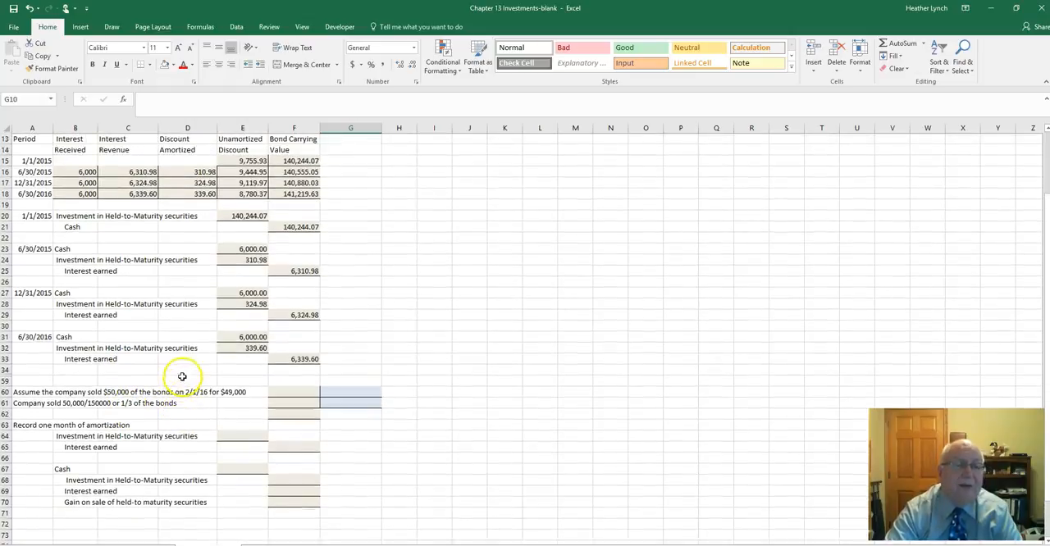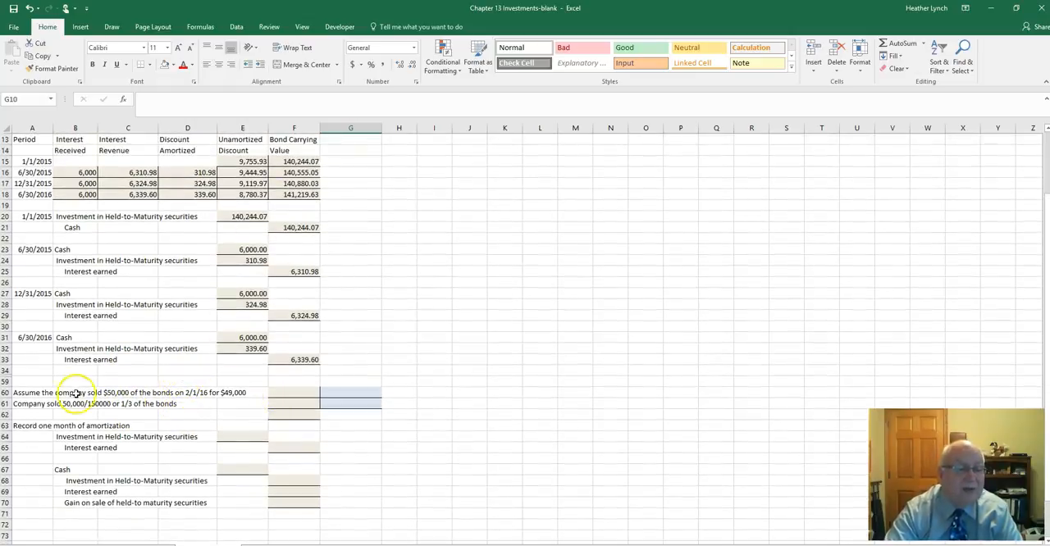But we're going to come down here, and I need this chart. We're going to assume the company sold $50,000 of the bonds on February 1st of 2016 for $49,000. So what we want to look at is this line right here, because this is an important line. That's the last one that we did as for the amortization. So we did up to here. We haven't done this one yet.